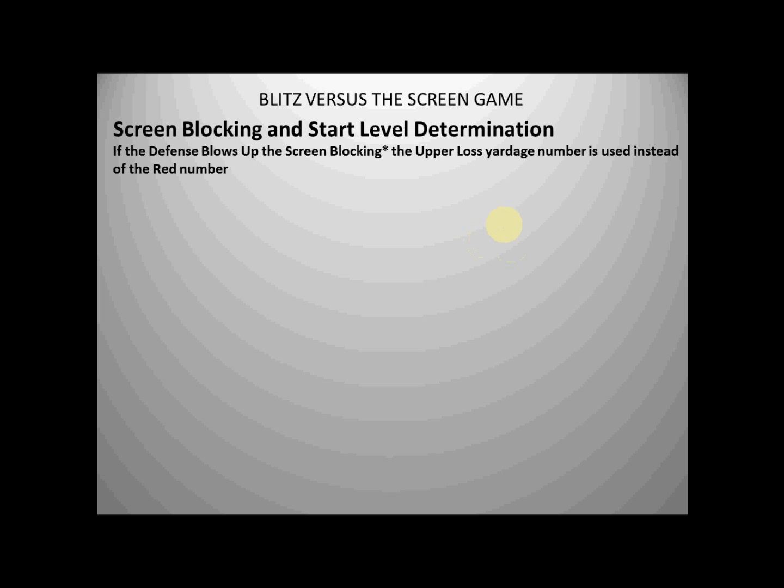So at the beginning, screen blocking and start level determination. This sees a level drop of 1. If the defense blows up the screen blocking, or the offense fails to provide screen blocking, the upper loss yardage number is used instead of the red number. All right, so instead of this one, because it's a blitz, we're now going to look over here as the start level.